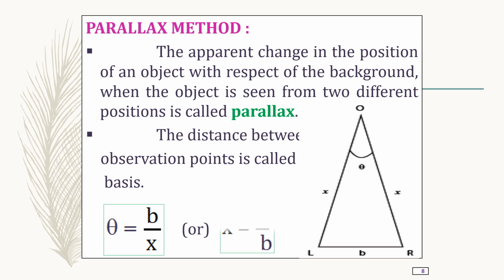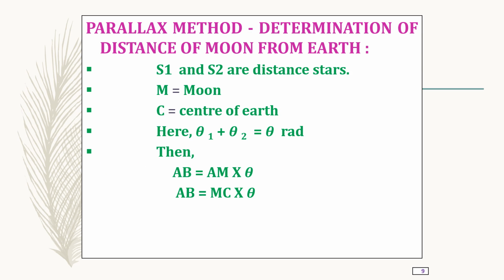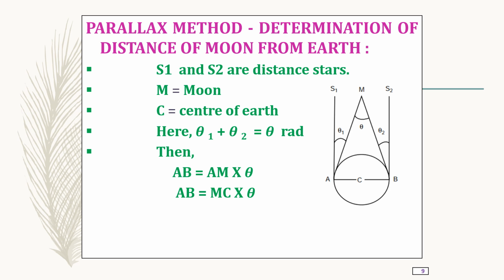Next one, parallax method, determination of distance of moon from Earth. So here the diagram is given. In this, C is the center of the Earth. A and B are two diametrically opposite places on the surface of the Earth. From A and B, the parallax theta 1 and theta 2 respectively of moon M with respect to some distant stars are determined. How can we measure it? With the help of the astronomical telescope.